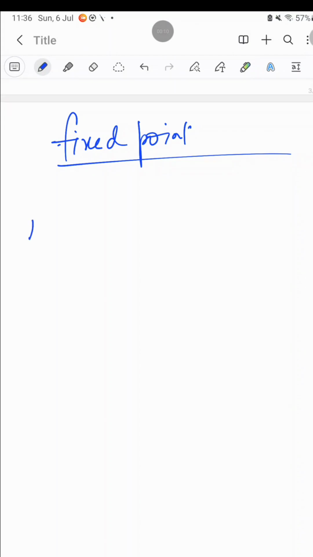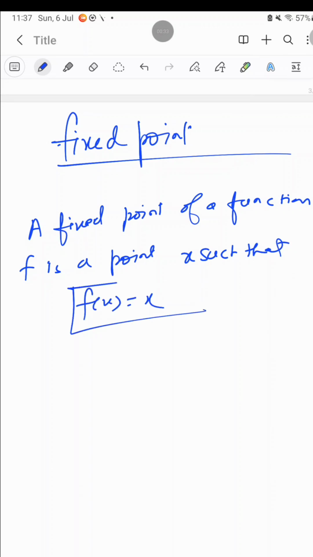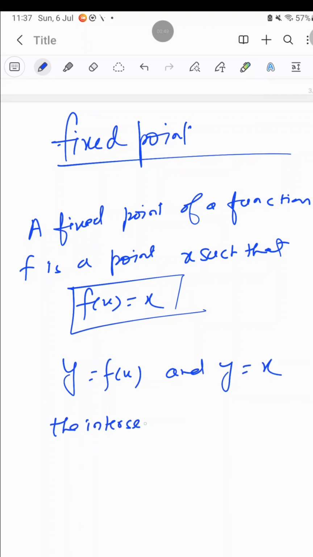What is a fixed point? A fixed point of a function f is a point x such that f(x) equal to x. Okay, now geometrically we can understand, if you plot y equal to f(x) and y equal to x, the intersection point gives the fixed point.